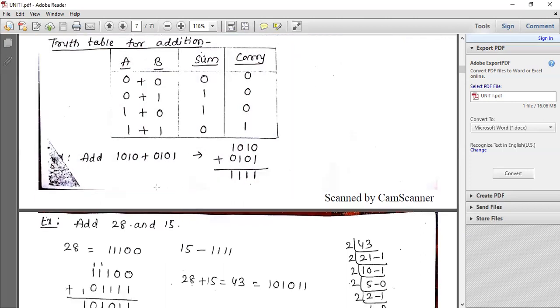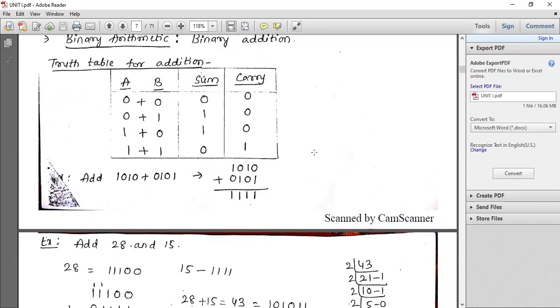If I consider a small example, that is, adding 1010 plus 0101, bit by bit addition will be performed, from LSB to MSB. Coming over to the first LSB bit, 0 plus 1: from the truth table you know that 0 plus 1 gives sum 1 as well as carry 0. So sum 1 and carry 0 will be carried to the next bit addition. Similarly, 1 plus 0 is 1, 0 plus 1 is 1, and 1 plus 0 is 1. In this way, with the help of the truth table for binary addition, you can perform addition of any number which can be represented in its respective binary form.